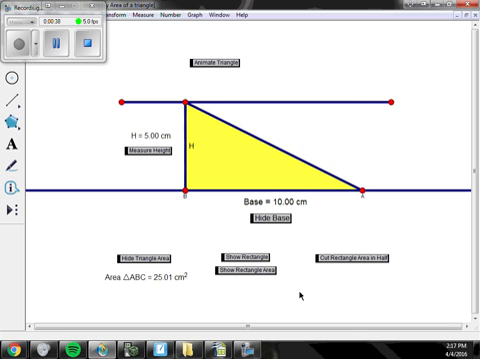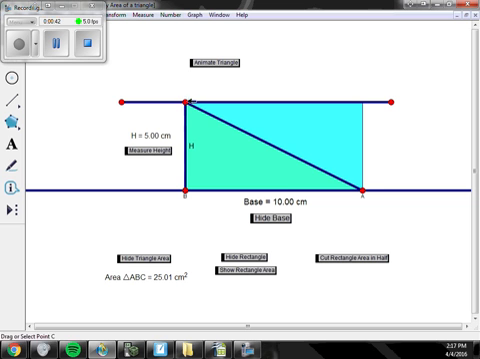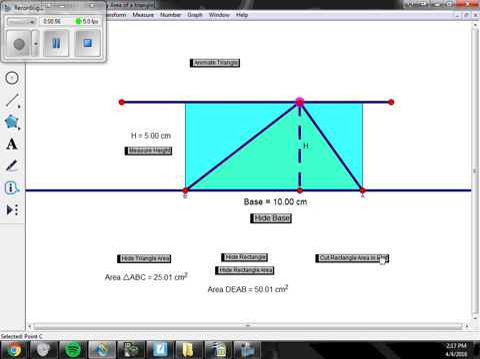So the reason that's the case, there's a rectangle, and this triangle is exactly half of the rectangle. So the area of the rectangle is 50, and then you cut it in half. Well, anyway, it's just messed up. So what about now? Is it still 1/2 base times height?